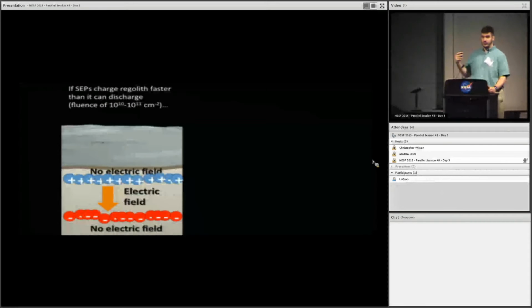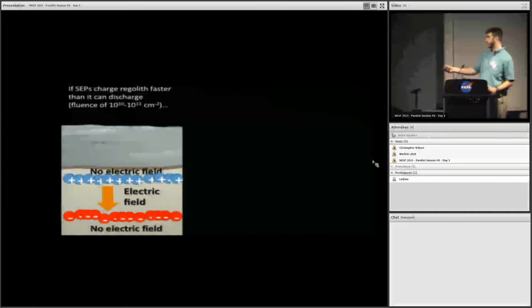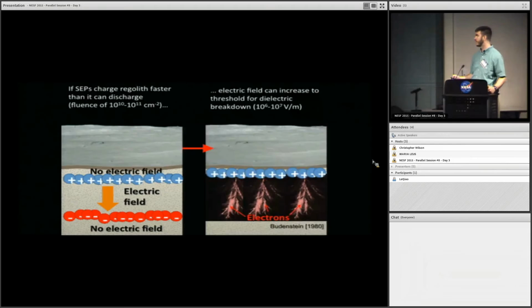But in a really large solar energetic particle event, some of the really big ones can charge the regolith much faster than the regolith can discharge it. So that electric field there in that gap can actually get very strong. And if you get a fluence of about 10 to the 10 to 10 to the 11 particles per centimeter squared within the discharging time scale, the electric field becomes so great that you actually get sparking. So the dielectric medium, which was really electrically insulating, actually becomes conductive. So you get all these plasma channels in there that work to short out the circuit.